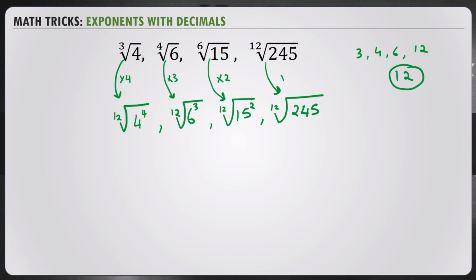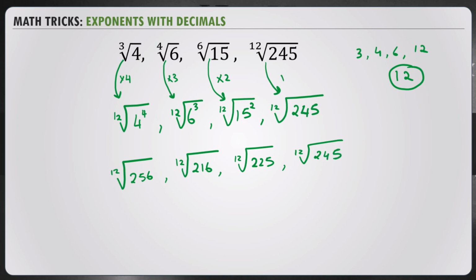Now let's solve all these. The 12th root of 4 to the power of 4 is 256. The 12th root of 6 to the power of 3 is 216. The 12th root of 15 squared is 225. And the 12th root of 245. Now we can easily find the smallest and the largest number. We see the smallest number is this, and the largest number is right here. So your smallest number was the 4th root of 6, and your largest number was the 3rd root of 4.